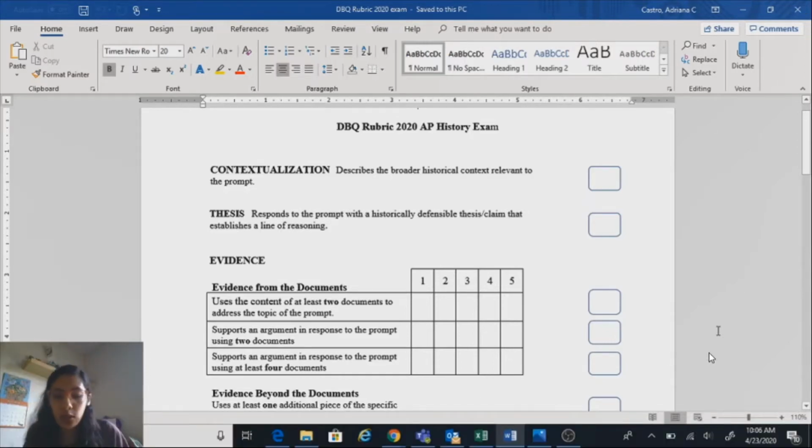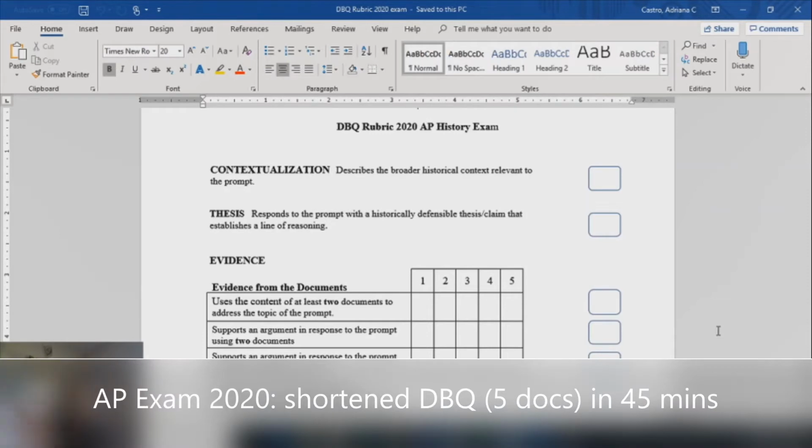Okay, so the rubric for 2020 is going to be a DBQ. It's going to be a shortened DBQ, and it's only going to have 5 documents, and you will have 45 minutes to write it.